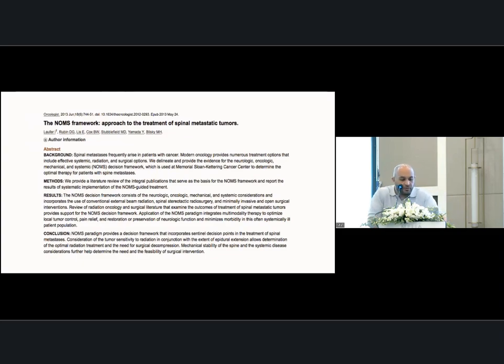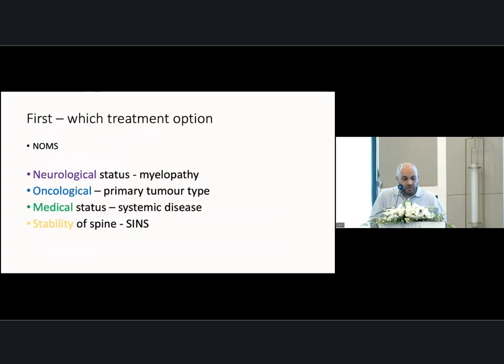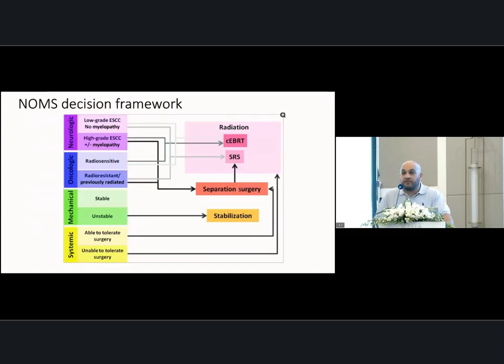So this group from the States came up with what's called the NOMS framework. That's an approach, and it's just a helpful approach to the treatment of spinal metastatic tumors. What they came up with was this thing called NOMS, and the N stands for neurological, the O for oncological, M for medical status, and S for stability. And if you can identify these 4 factors, it gives you an idea as to whether the patient should be going for radiotherapy first, what type of radiotherapy essentially, so maybe SRS, whether they need just decompression or separation surgery or stabilization. Okay, and so I won't go through it in detail, but you can see if you follow this framework, it gives you an idea of which path the patient should follow.